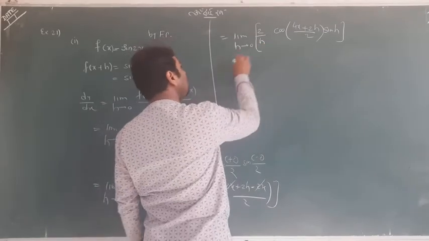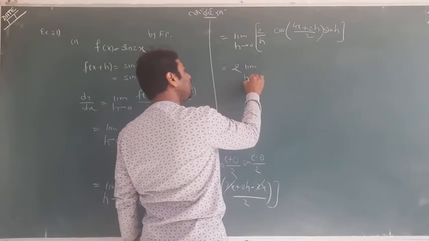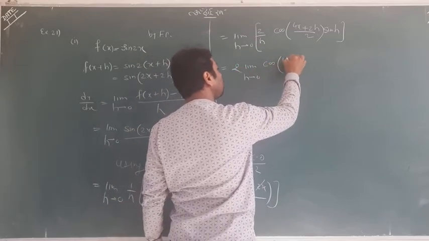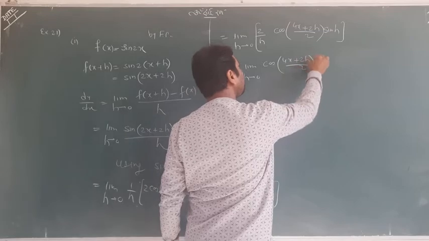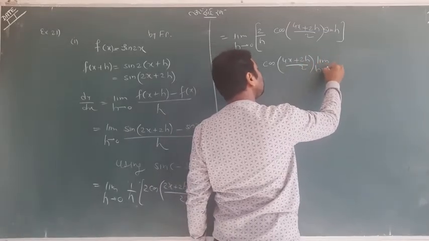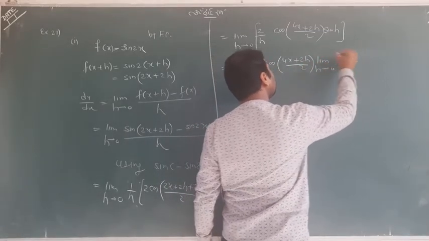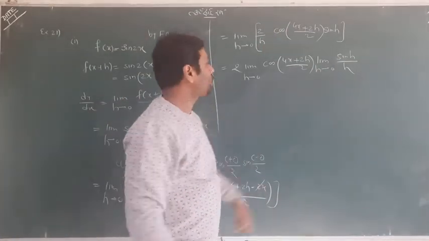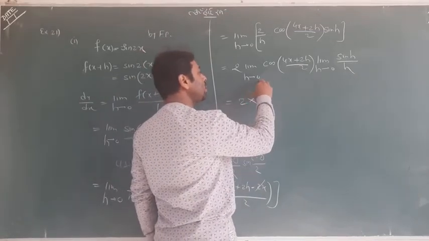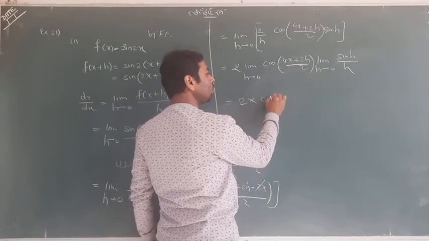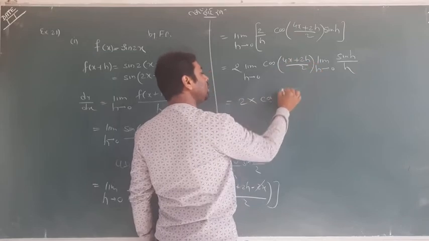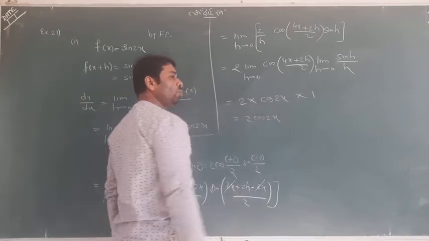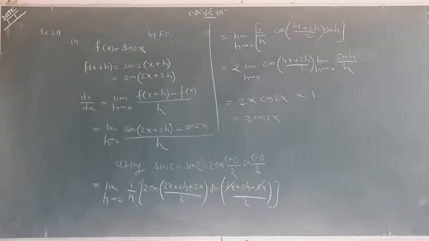So we already have an h in the denominator. What I will do, I will take 2 out, and then cos of 4x plus 2h upon 2 will be there. I will break the limit also, with sine h, and that h I will balance here because it's going to be 1 now. For the last answer, put h tends to 0: cos of 4x plus 0 upon 2, the 2 and 2 cancel, this is 2x and this is 1. So the last answer we have got is 2 cos 2x. That is a simple concept and answer also.